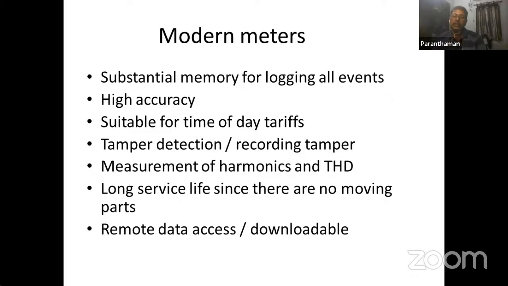Remote data access is available. The smart meter will have a SIM card, and with the SIM card, the engineer can access the individual meter remotely, and he can also download the energy consumed and other data to his computer. It is possible in the smart meters.